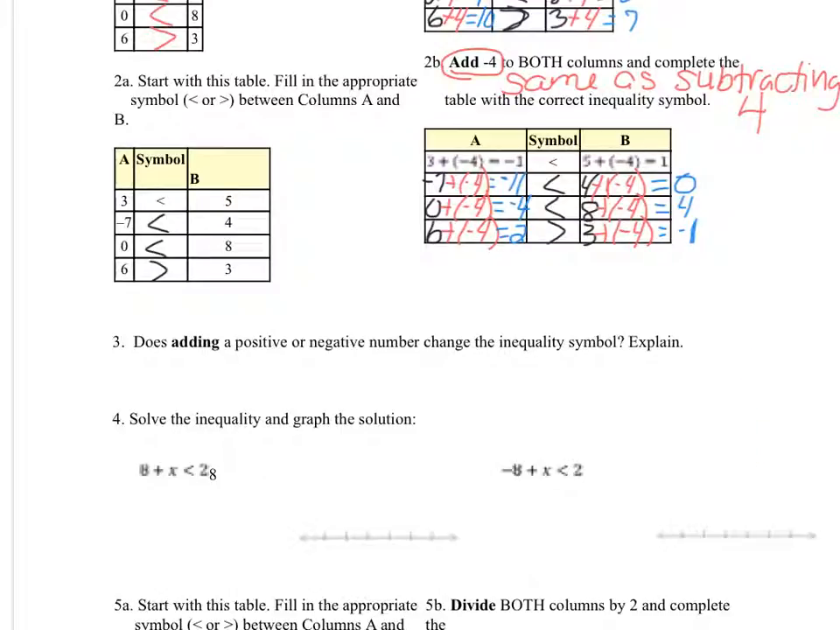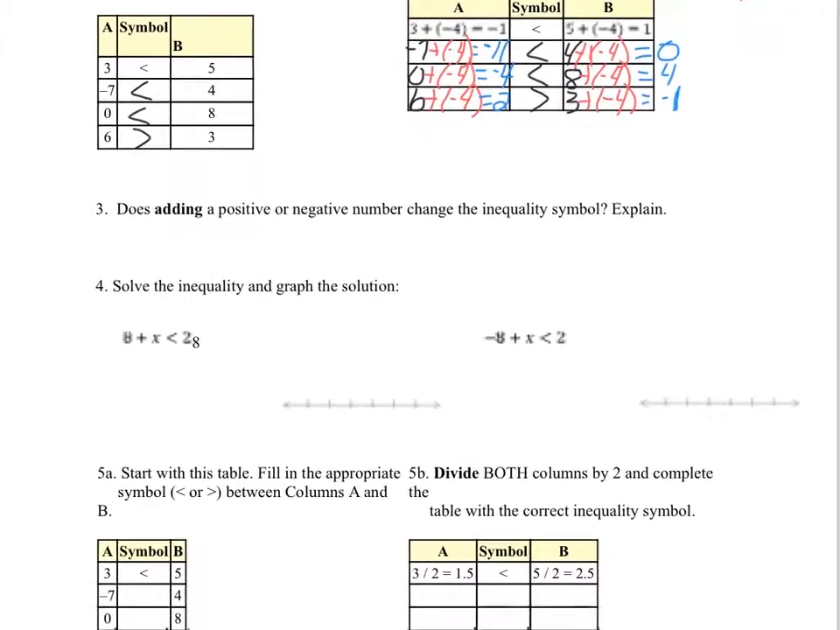Okay, so next up is to solve. I will solve one with you, and you're going to do the other one. This one says 8 plus x is less than 2. So basically you do the same thing as you do with an equation. We're going to draw our little river, except you have to remember that it's an inequality and not an equal sign.